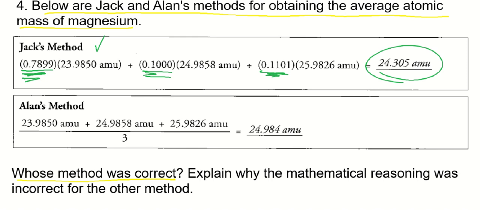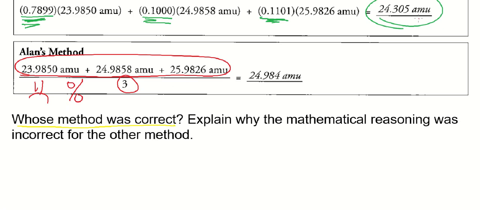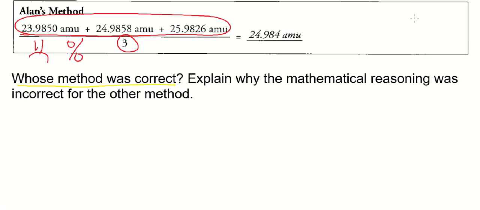Whereas Allen is not considering the relative percent. He's just taking the 3 isotopes and dividing it by 3. Now that would be okay if there were equal amounts of each isotope, but there isn't. There's clearly more of the isotope magnesium 24, so he didn't consider that. That was it.